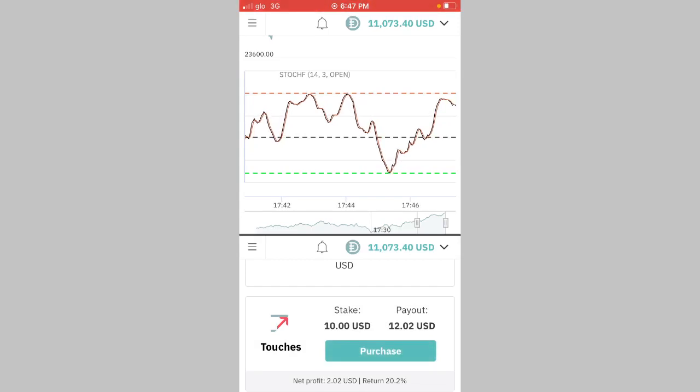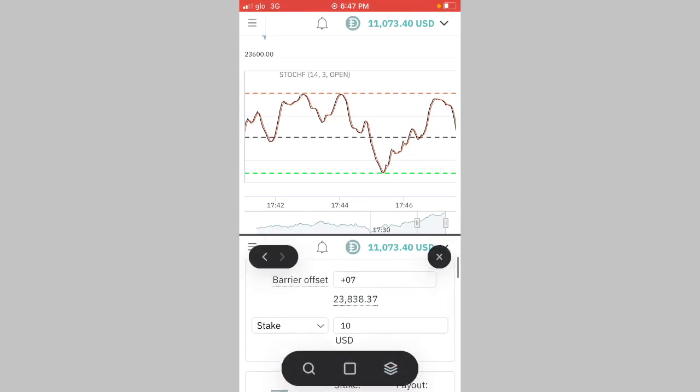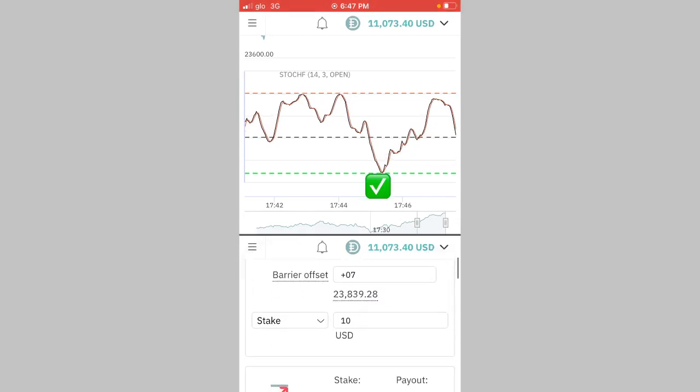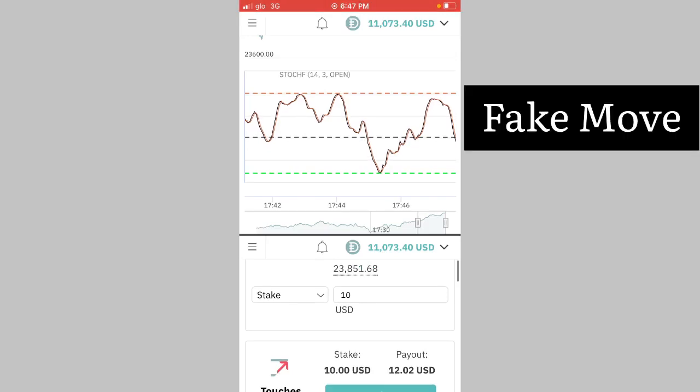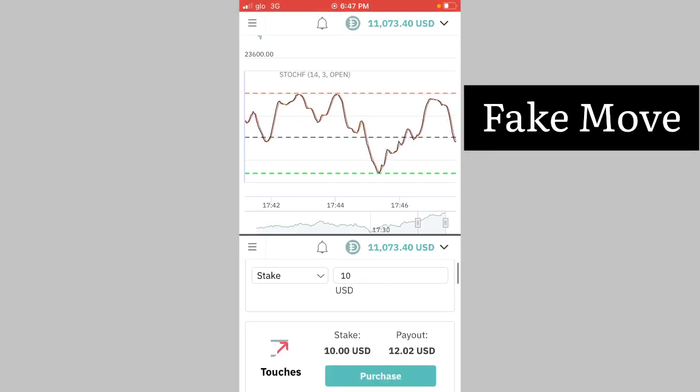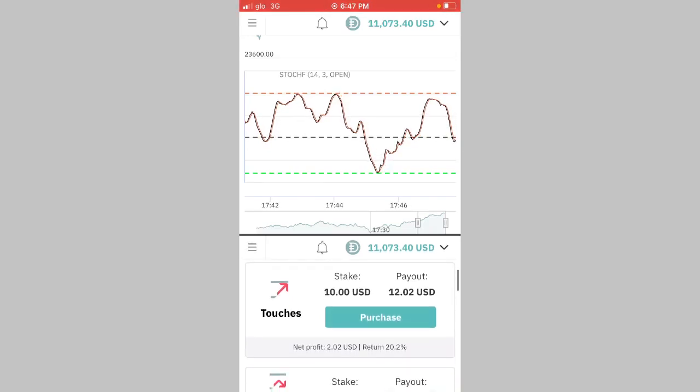If it doesn't touch, don't take any trade. You can see that this market didn't touch the resistance line. So if you want to sell, you'll be clicking for minus 0.7, but it didn't touch, so don't sell. This is like a fake. So wait for it to touch.